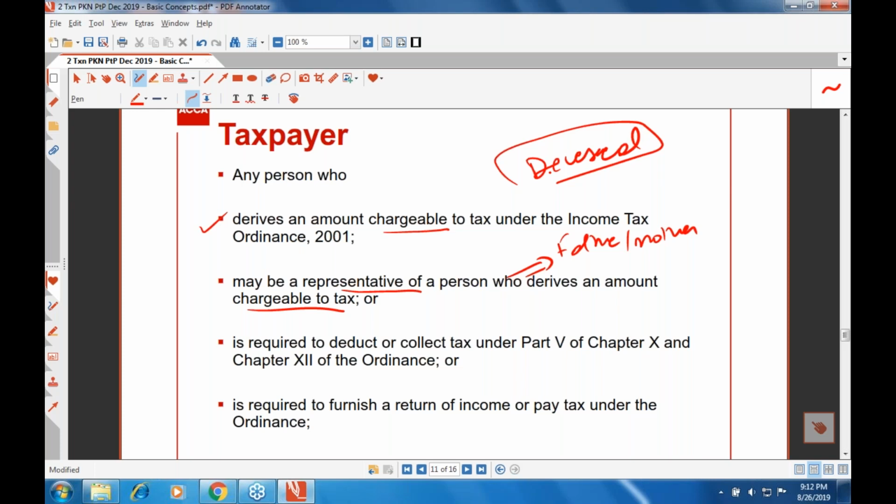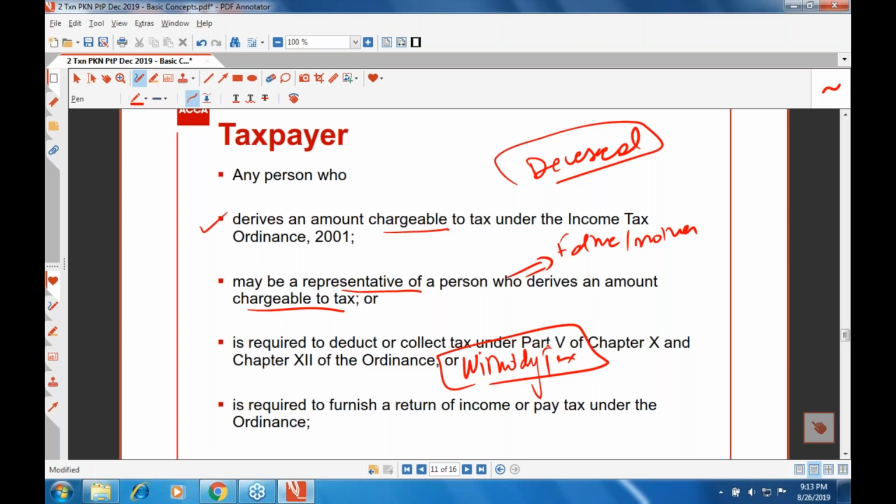Next situation: was required to collect or deduct tax under Part 5 of Chapter 10 and so on. There's a concept of withholding tax in Pakistan. Now, what is this withholding tax? When you make payments, at times you have to deduct tax from the payments that you make to various vendors, suppliers, employees, etc. So even if you are not earning any income, but you are acting as a withholding agent, you will still be considered a taxpayer.